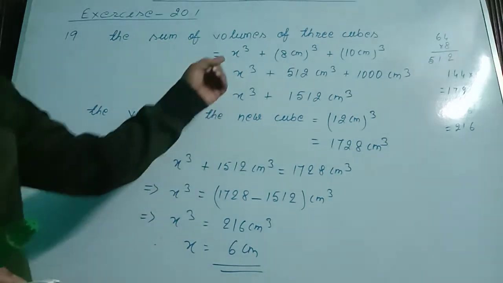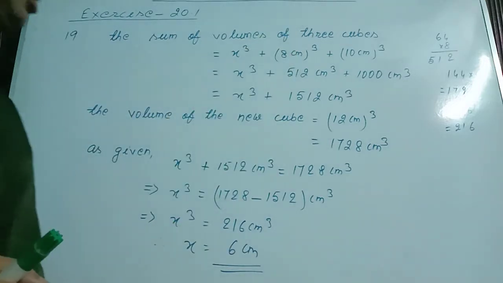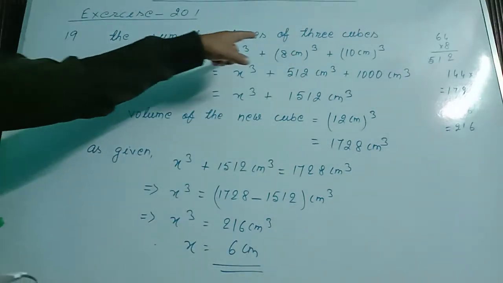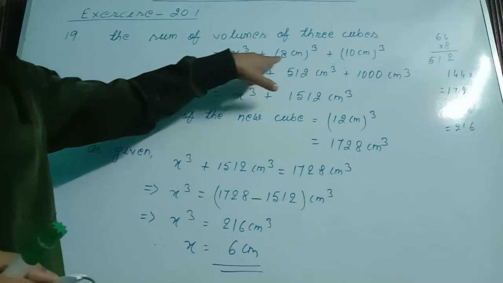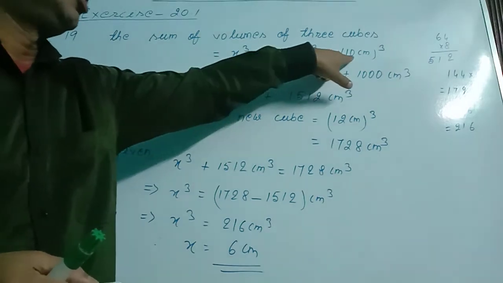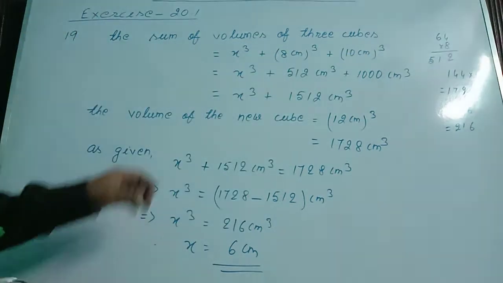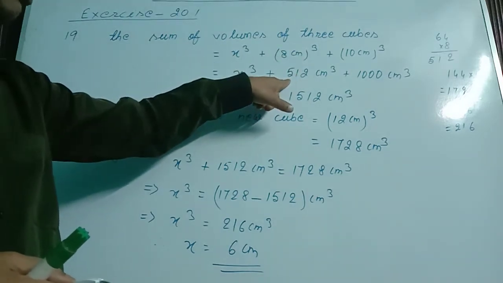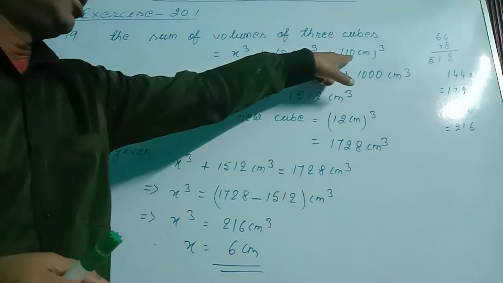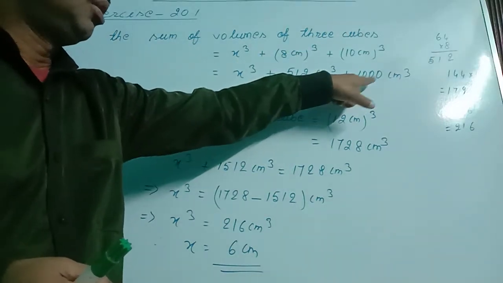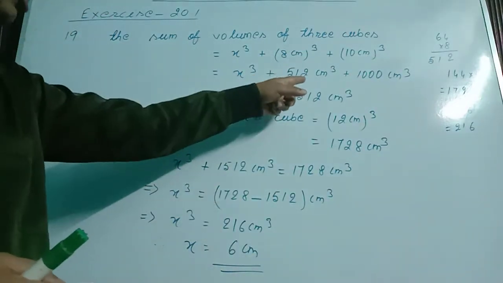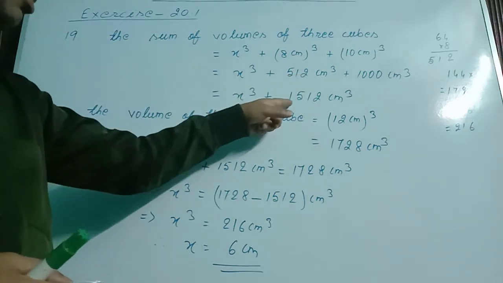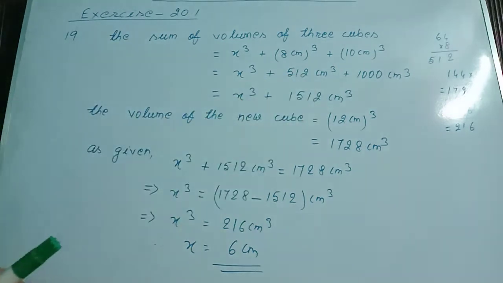whose sides are x centimeter, 8 centimeter and 10 centimeter. The sum of volumes of 3 cubes equals x cube plus 8 centimeter whole cube plus 10 centimeter whole cube. This is x cube plus 8 centimeter whole cube, that is 512 centimeter cube, plus 10 centimeter whole cube, that is 1000 centimeter cube. I have added these two. I got x cube plus 1512 centimeter cube.